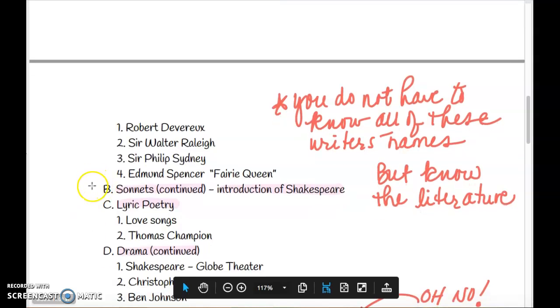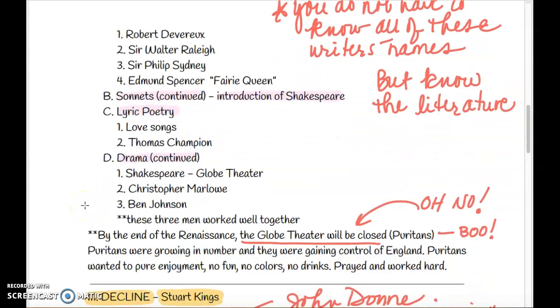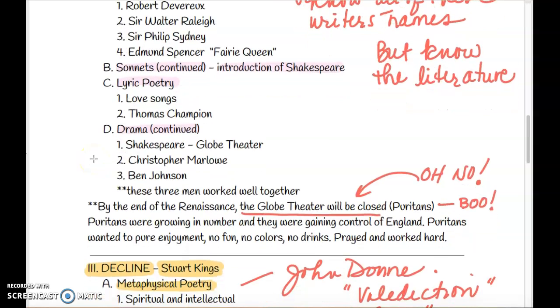During the height, the second was this continued support for these sonnets, and again, Shakespeare blossoming through writing his sonnets at this time. The third kind of literature we have are lyric poems, mostly written by Thomas Champion, and they were a little bit like love songs, not like our ballads that we talked about before, but more lovey than country music. Then we again have more continued dramas being produced.